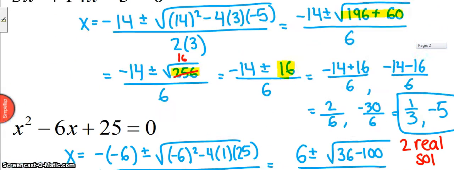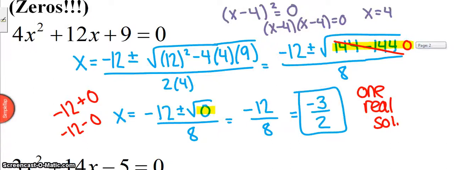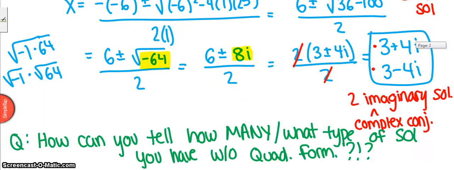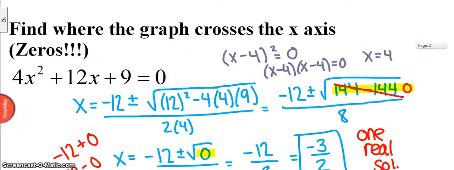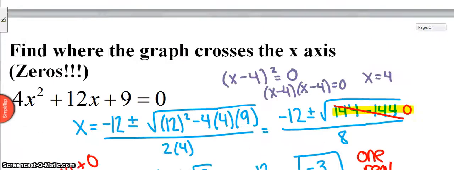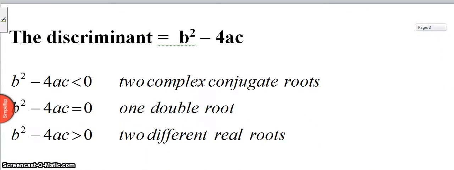So if I look at the quantity under the radical, I can guess that this one's going to have one real solution, this one's going to have two real solutions, and this one's going to have two imaginary solutions. So if you remember from the quadratic formula, what's under the radical is our b squared minus 4ac. And looking at that is enough to tell you what type of solutions you'll have. And this is called the discriminant. And the discriminant b squared minus 4ac is just what's under the radical in the quadratic formula.